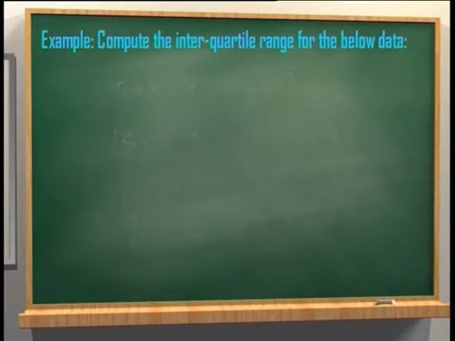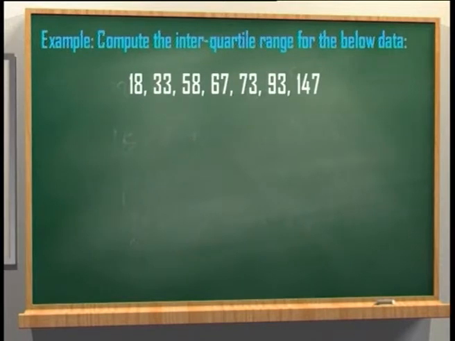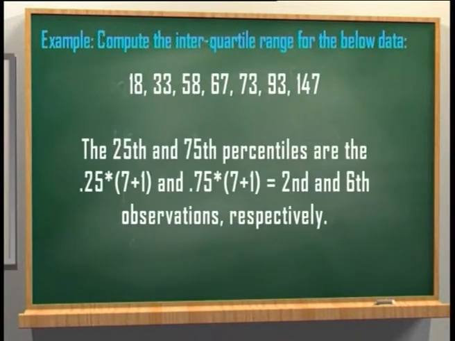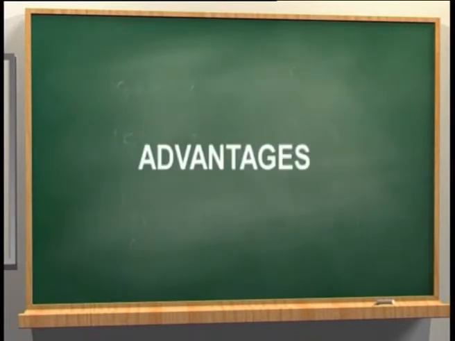Example: compute the interquartile range for the following data: 18, 33, 58, 67, 73, 93 and 147. The 25th and 75th percentiles are the 2nd and 6th observations respectively. IQR is equal to 93 minus 33, that is 60. The interquartile range is 60. The advantage is that it ignores extreme values and it's easier to use than the range when comparing data.